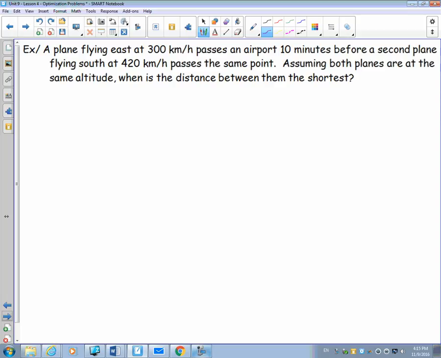So a plane flying east at 300 kilometers an hour passes an airport 10 minutes before a second plane flying south passes the same point. So here's my point, here's my airport. Okay, the plane's flying east, went past the airport. When the first plane was at the airport, the other plane was up here somewhere, right? It hasn't got to the airport yet. It was going this way. It was going south, but it wasn't there yet.